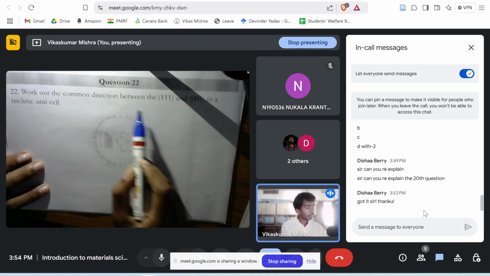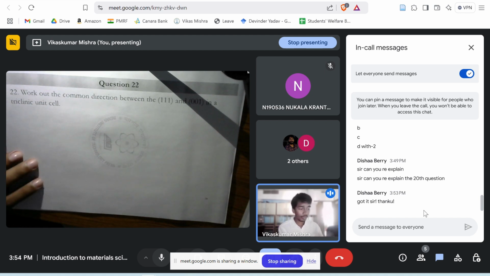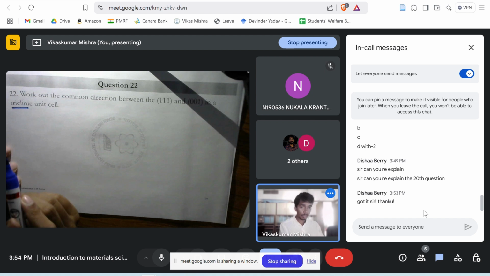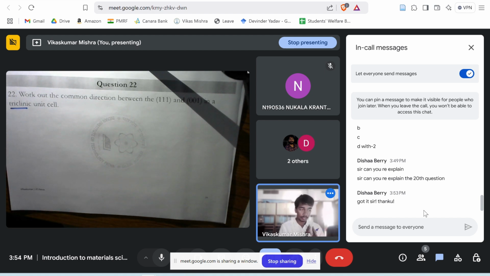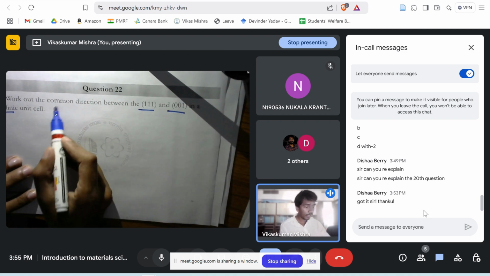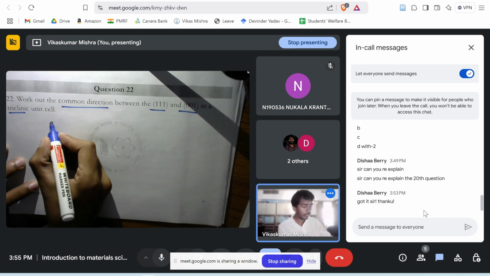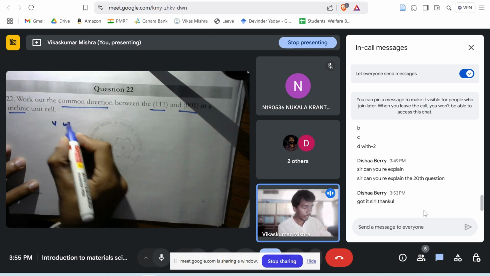Work out the common direction between this and this in the triclinic unit cell. See, now they are asking about the triclinic unit cell. So don't get worried that in a triclinic unit cell a is not equal to b not equal to c, and all the angles are also different from each other. Don't think about all those things. We have two planes and we need to find the common direction between them. All we have to do is use the Weiss zone law. Let the common direction be u, v and w.